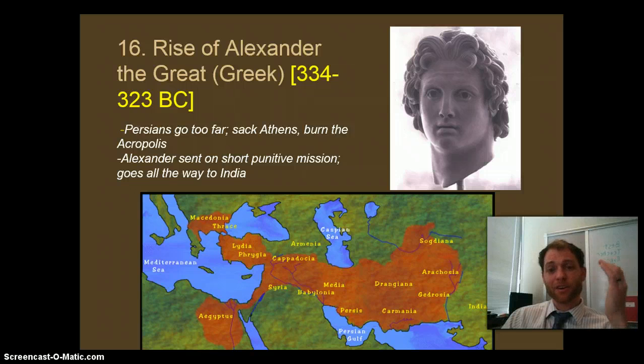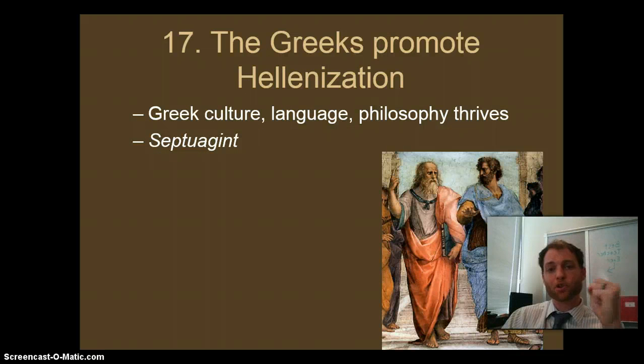And Alexander starts to really push Greek culture. And that process of pushing Greek culture is called Hellenization. It's like Greekification, basically. And they push Greek culture, Greek religion, Greek philosophy. They pressure people to worship the Greek gods and speak the Greek language. This is why the New Testament gets written in Greek. This is why the Old Testament gets translated into Greek, and that's called the Septuagint.